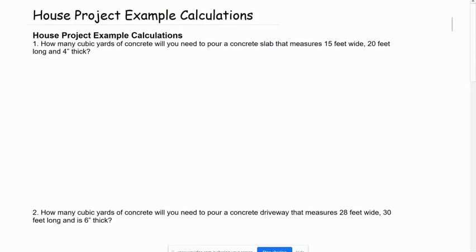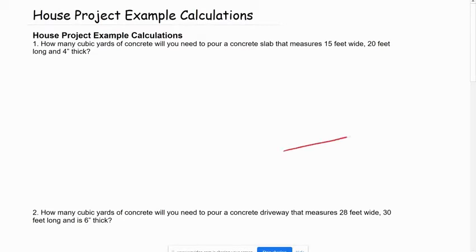Hello everybody. This video is intended to help you with any calculations that you have for your house project. And so we'll start with example 1. We're going to pour a concrete slab that measures 15 feet by 20 feet and is 4 inches thick.